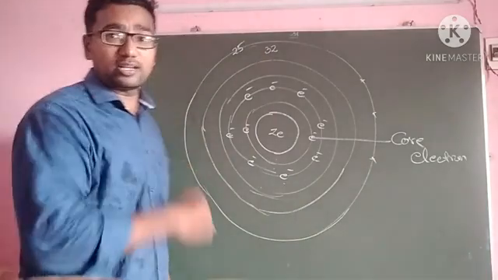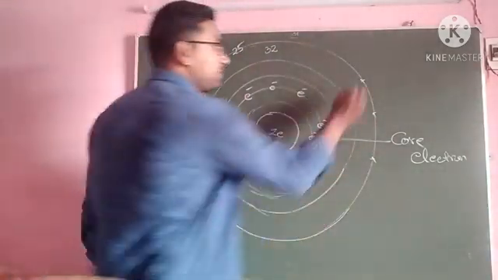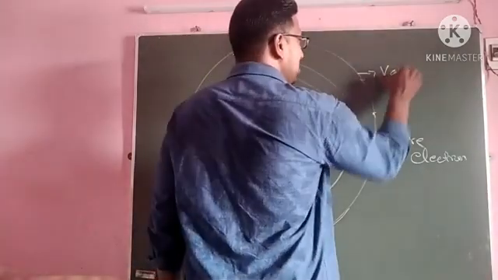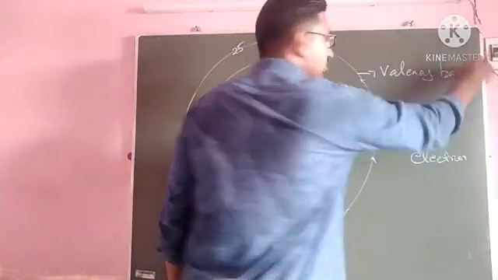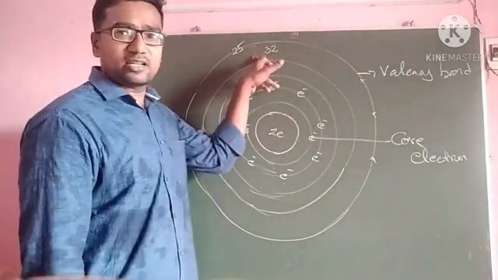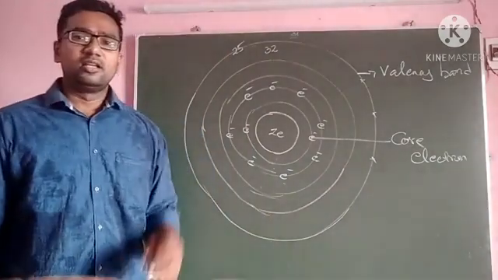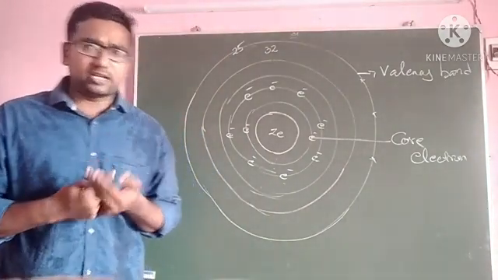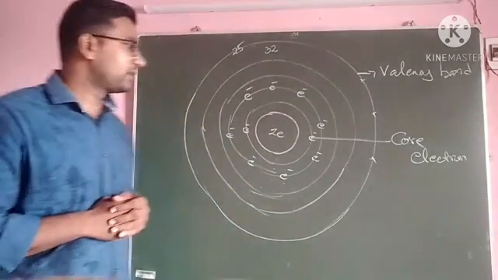This type of level is called the valency band. Valency band. These types of electrons are called valency electrons. In the outermost orbit, the free electrons are called the valency band, or valency electrons.